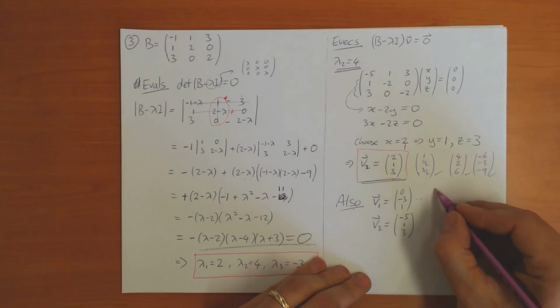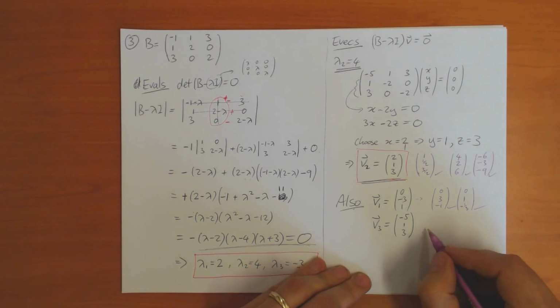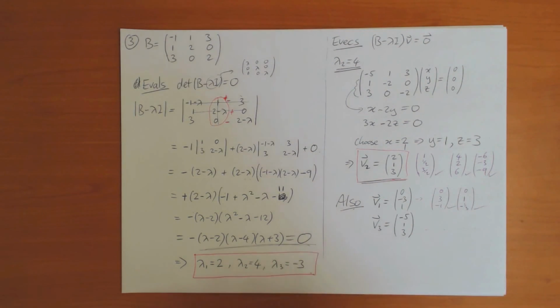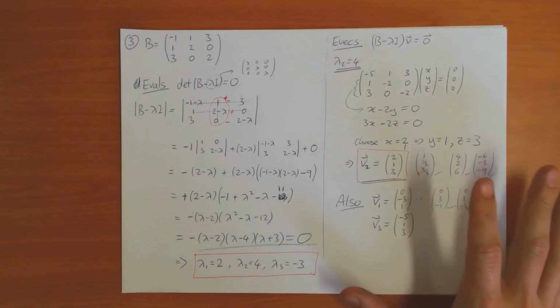For example, here again, you could have taken 0, 3, minus 1, or you could have taken 0, 1, minus a third, or whatever. Okay. These are all okay, up to a scalar multiple. Right, so that's the end of this third video, which is showing you how to find eigenvectors and eigenvalues in general. So in the fourth video, I'm going to explain why these things are so useful.